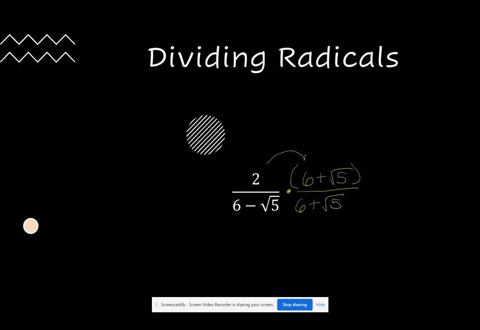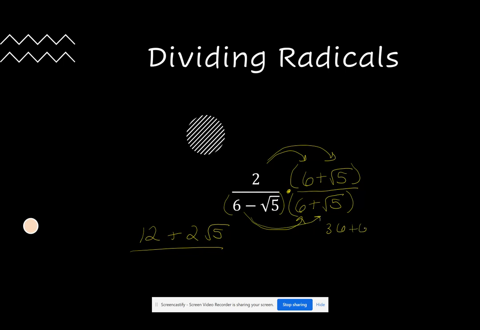So in the numerator, we're going to just distribute this 2 in. So 2 times 6 is 12, plus 2 times the square root of 5. In the denominator, I'm going to FOIL it out to show you guys, but we did talk about how there's a shortcut to this. So 6 times 6 would be 36. 6 times the square root of 5 is plus 6 root 5. Negative 5 times 6 is negative 6 root 5. And then minus the square root of 25.